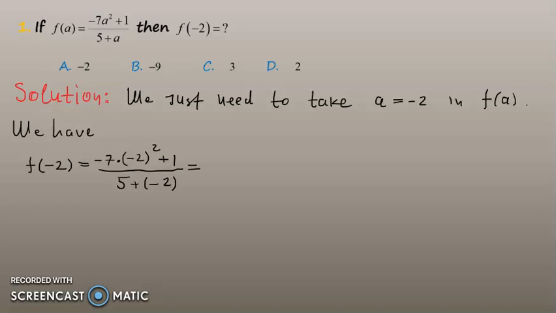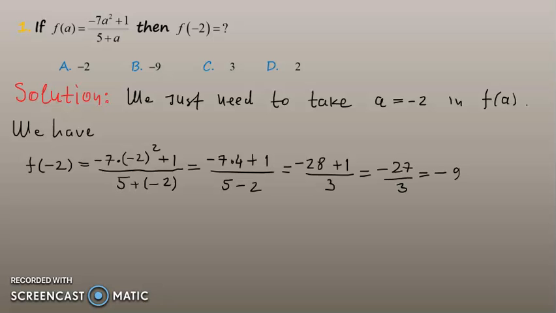Let's calculate. Minus 7, negative 2 squared is negative 2 times negative 2, which is 4, plus 1 over 5 minus 2. This is minus 28 plus 1 over 3. And this is minus 27 over 3, which is exactly minus 9. And the correct answer is B. So, B.